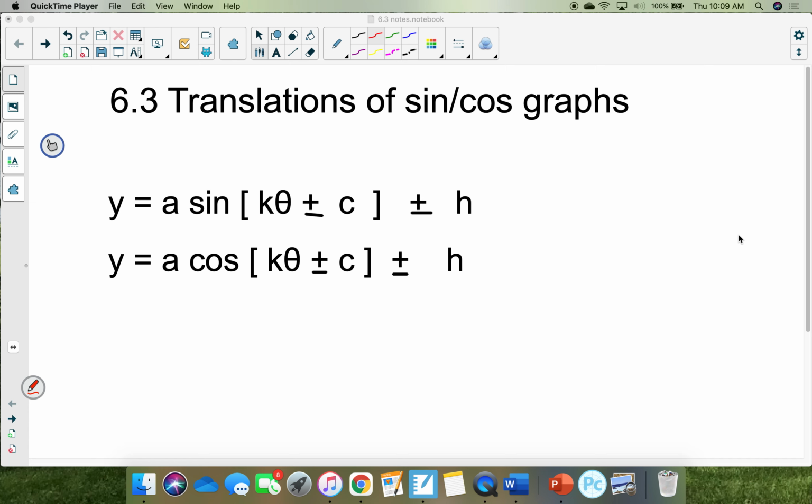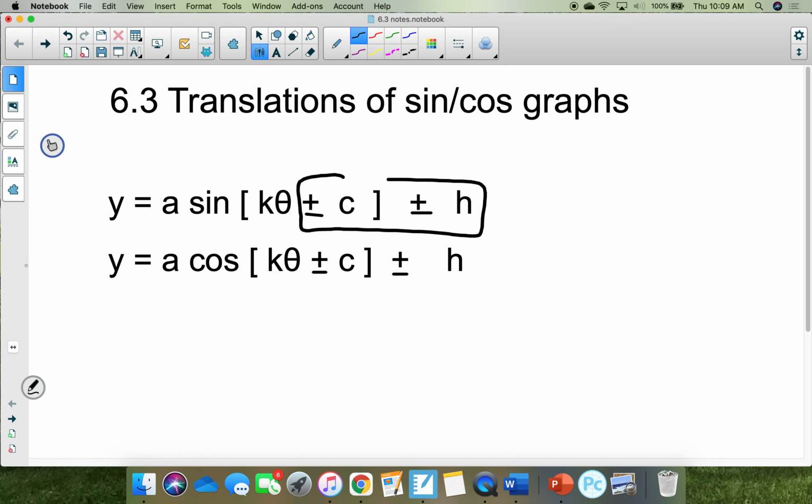Okay, 6.3 is very similar to 6.2. It deals with sine and cosine. The difference is, and now it's going to even get translated horizontally and vertically. Okay, so the h will move it vertically.